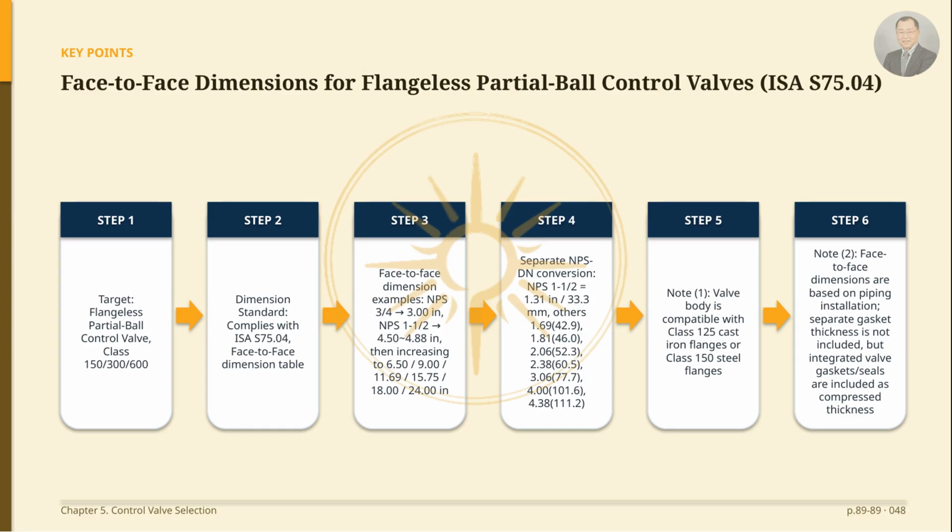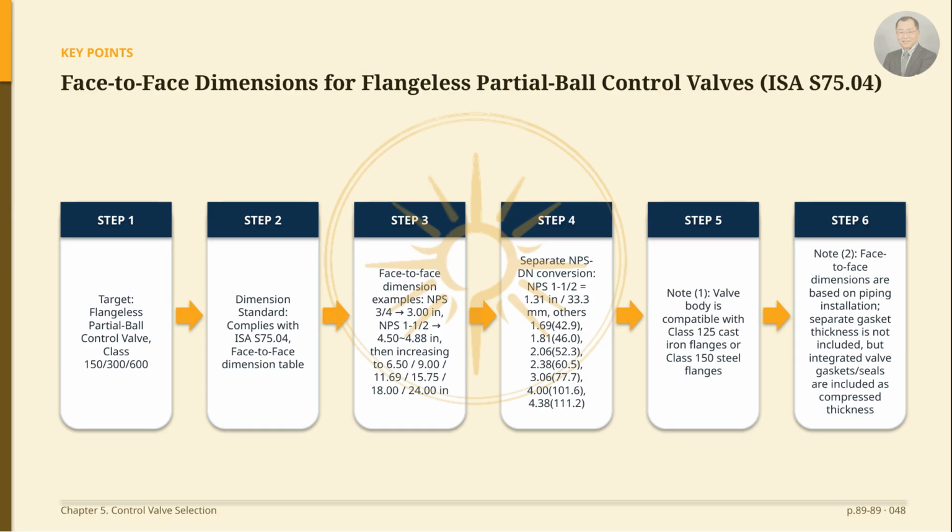First, these valve bodies are compatible with Class 125 cast iron flanges or Class 150 steel flanges. Second, the face-to-face dimensions in the table are based on the valve after it is installed in the pipeline. If separate gaskets are used, their thickness is not included. However, gaskets or seals that are an integral part of the valve are included in this dimension in their compressed state.